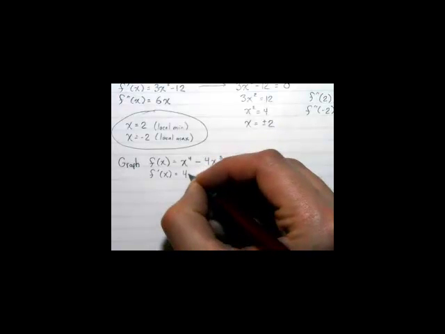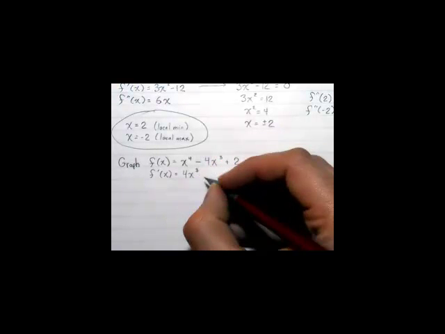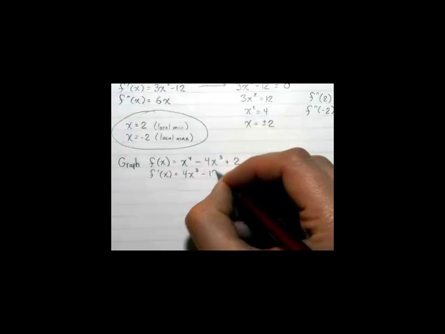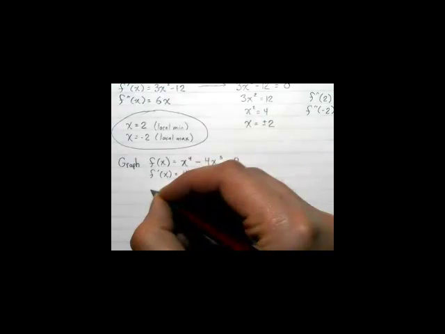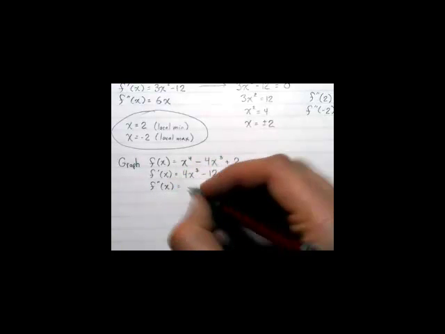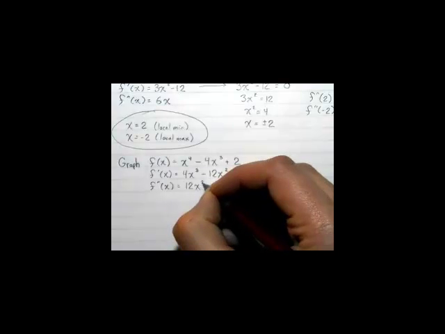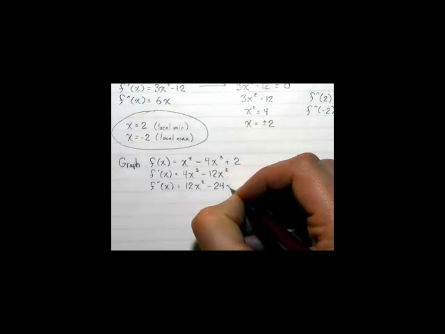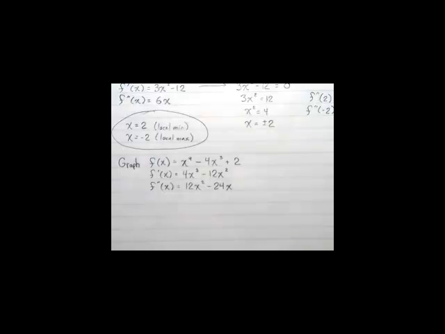So this is 4x to the third minus 12x squared. And our second derivative, 12x squared minus 24x. All right, so let's start with some maxes and mins. Let's do that. So to determine if we've got local maxes, local mins, use our second derivative test to do that. Okay?